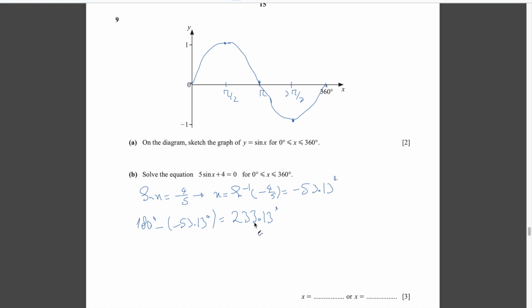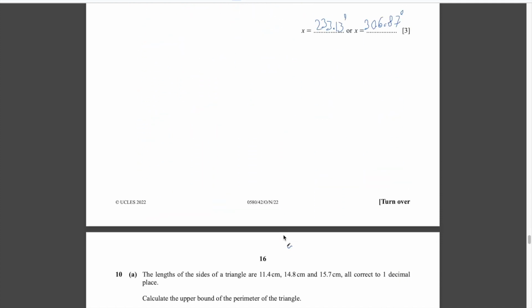Then you can add or subtract 360. For example, for this angle, if you add or subtract 360, it will be beyond the range, but for this angle, plus 360, it will give you another number with the same sine within the range. Negative 53.13 plus 360 is 306.87. So 233.13 and 306.87 are the two answers for this question.